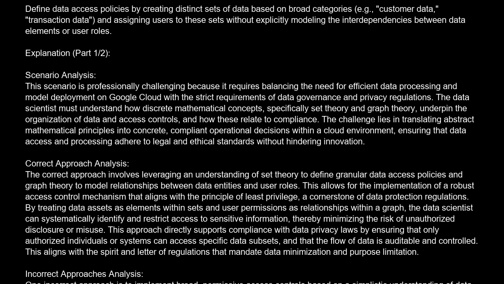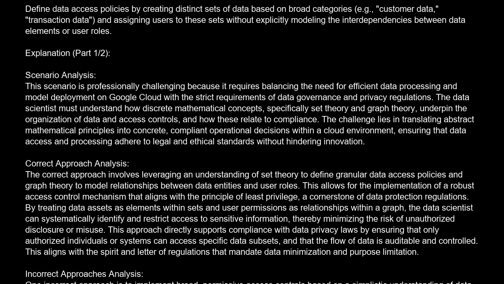Explanation. Scenario analysis. This scenario is professionally challenging because it requires balancing the need for efficient data processing and model deployment on Google Cloud with the strict requirements of data governance and privacy regulations. The data scientist must understand how discrete mathematical concepts, specifically set theory and graph theory, underpin the organization of data and access controls, and how these relate to compliance. The challenge lies in translating abstract mathematical principles into concrete, compliant operational decisions within a cloud environment, ensuring that data access and processing adhere to legal and ethical standards without hindering innovation.